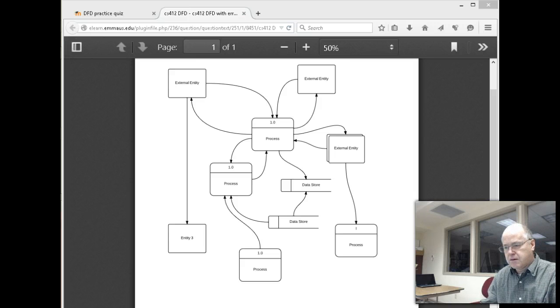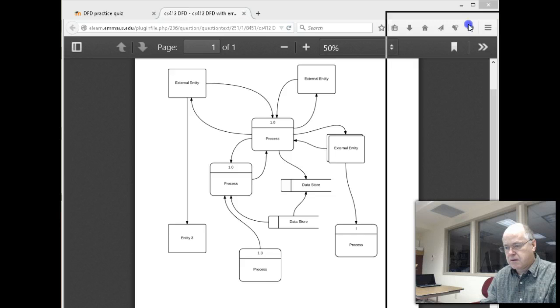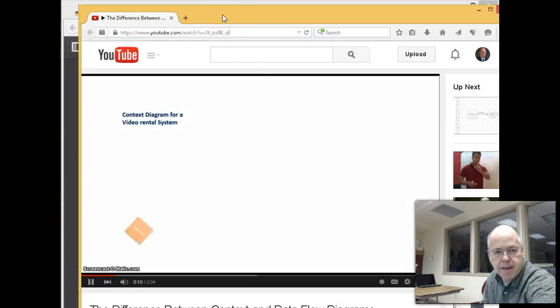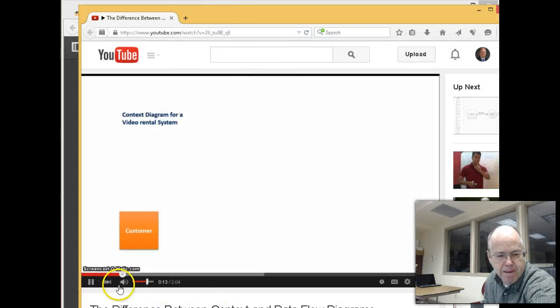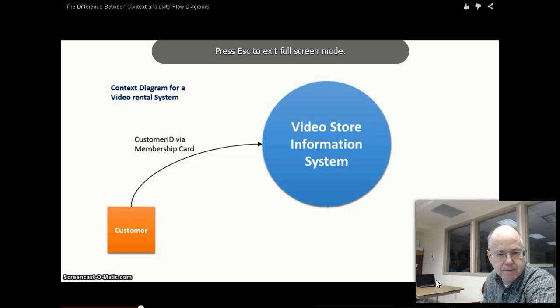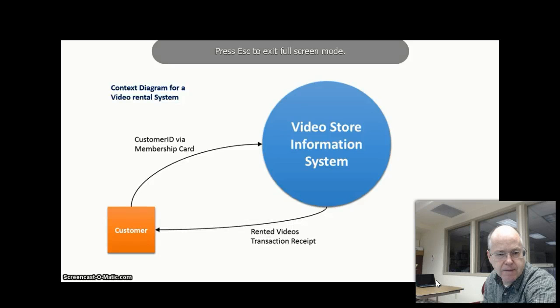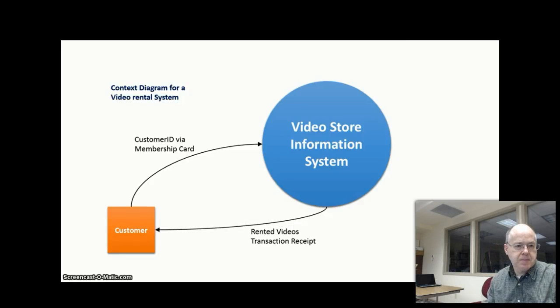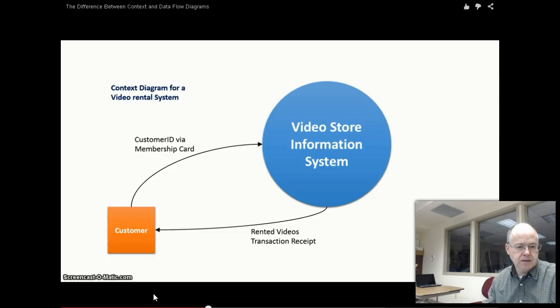Diagrams using the example of a movie rental system. So for a context diagram, we'd have our external entity as the customer. They would give their ID via their membership card to the information system. The information system would then process who they are and allow them to rent movies and probably give them a receipt. Now, as you can see, this is a context diagram. The entire information system is represented by a circle. They are the three components of a context diagram.